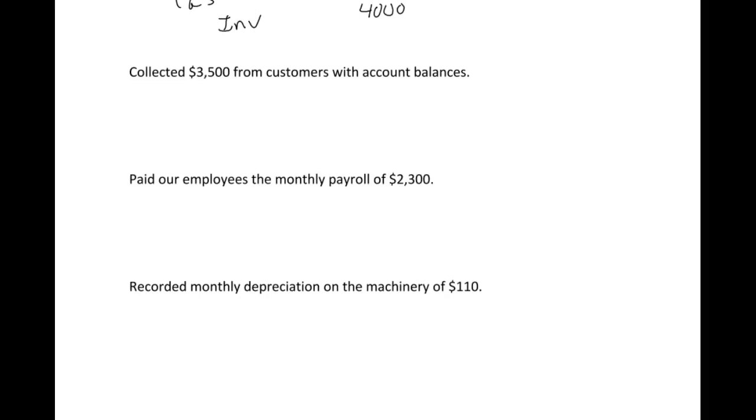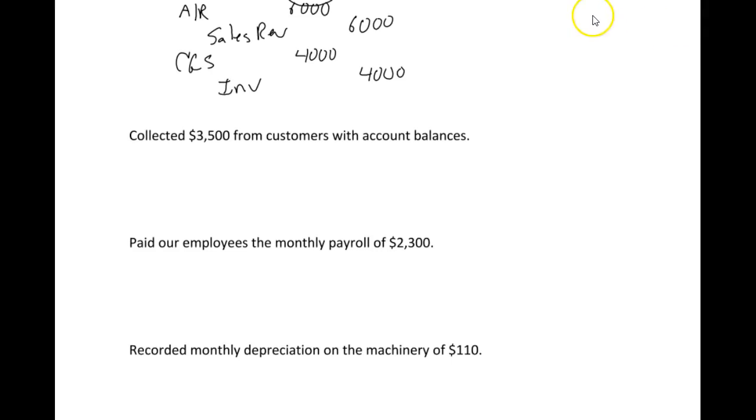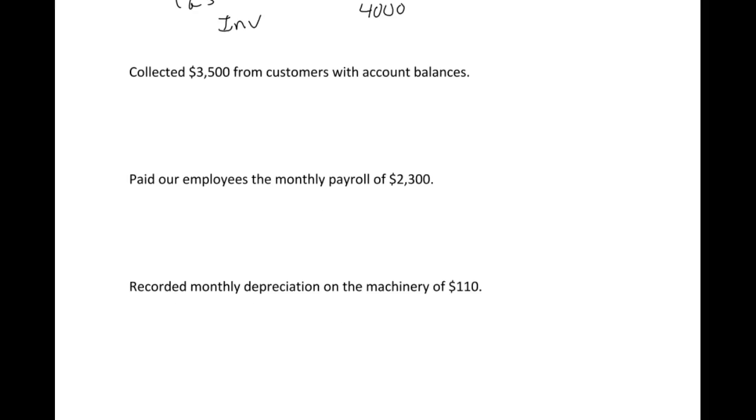All right, our last few. We collected $3,500 from customers with account balances. Let me just scroll back up real quick. Right here, they owed us $6,000. We are now collecting a portion of that. So we're now receiving the cash. I'm going to debit cash for $3,500, and I'm going to credit accounts receivable for $3,500. So they did owe us $6,000. They just paid $3,500, so they still owe us $2,500 more that we'll hopefully collect later.